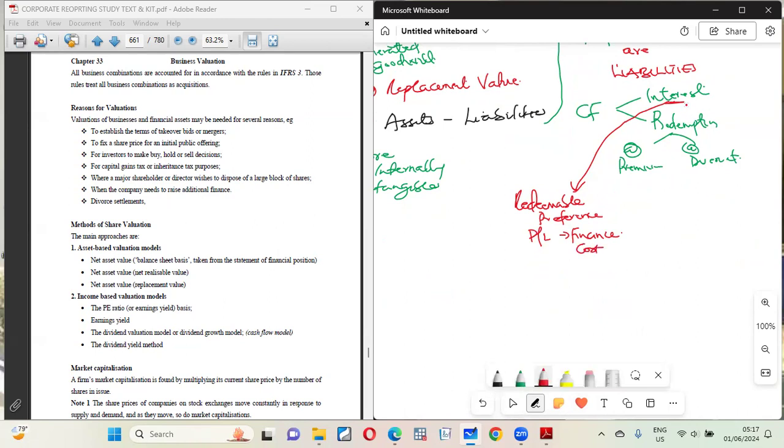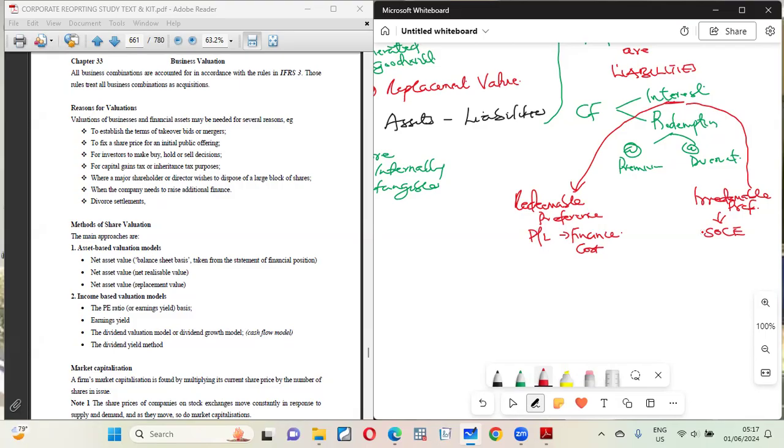But if it is an irredeemable preference share, where can we find the interest? Irredeemable preference shares are treated similarly to ordinary shareholders, and so their interest is found in the statement of changes in owner's equity. So their interest does not affect the P&L. Please take note of that. It is only the redeemable preference shareholders whose interest affects the P&L.